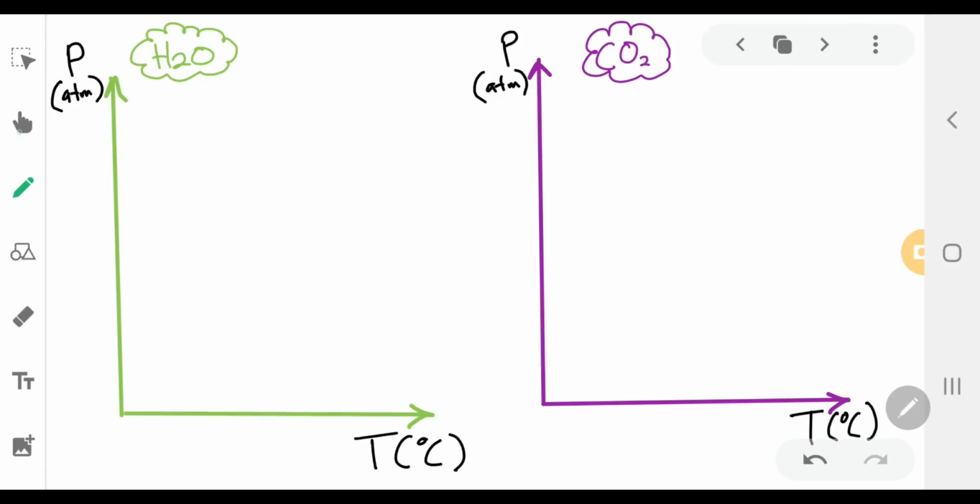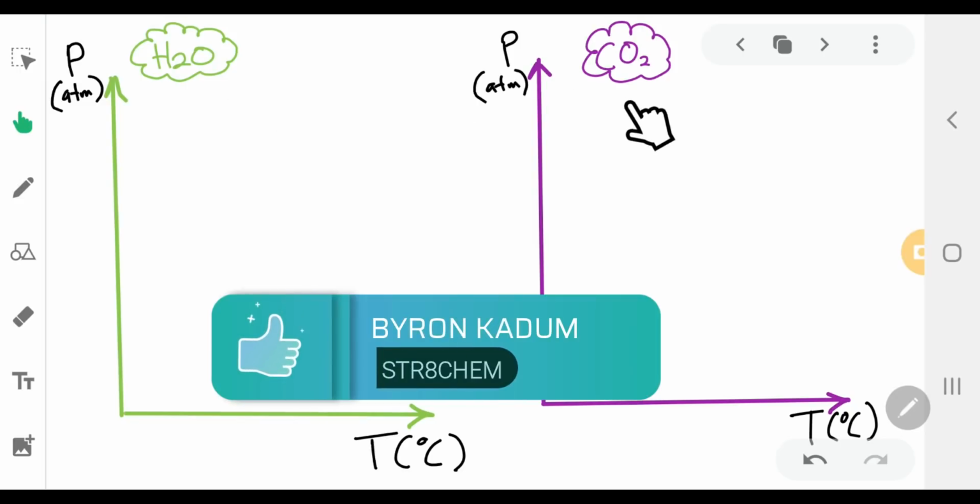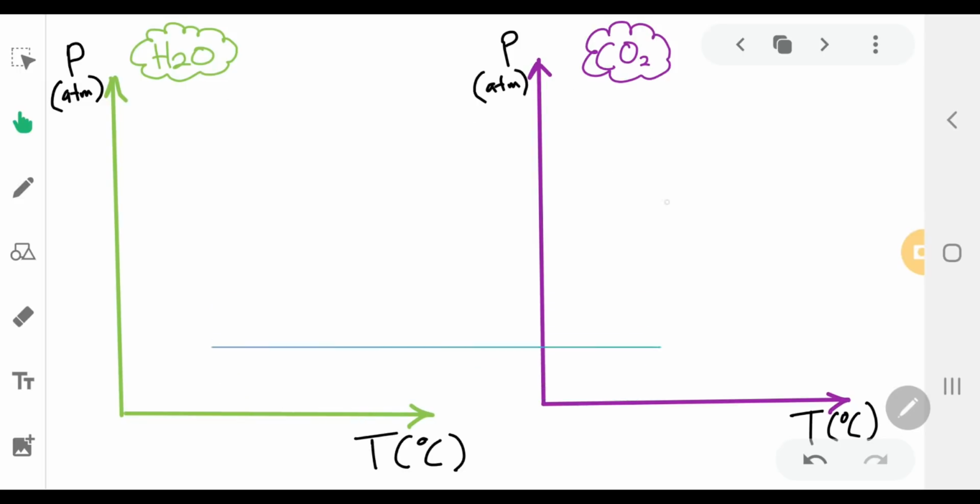So the first thing we need to look at is how to sketch the phase diagram for water and carbon dioxide. These are the two emphases that you need to know for the matriculation syllabus, and you need to know how to sketch the phase diagram of these compounds. If you know how to sketch the phase diagrams of these two compounds, you should be able to do other phase diagrams because they're going to have similar looking shapes.